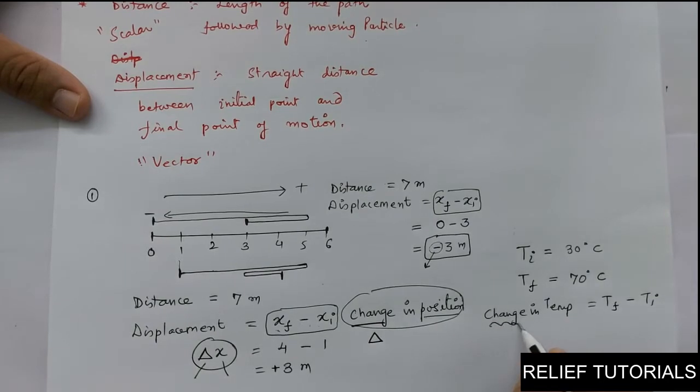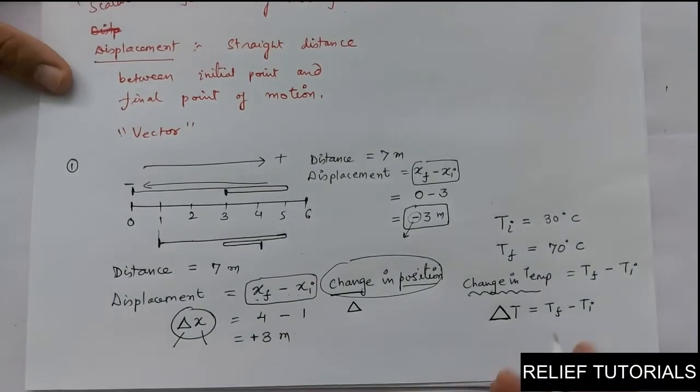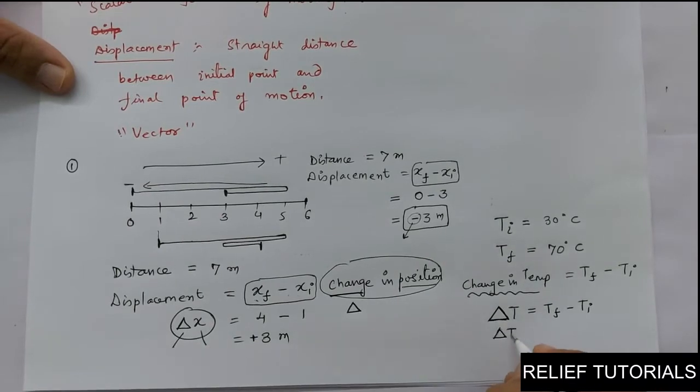So this change in temperature, change means delta T. So delta T means change in temperature, which is equal to final temperature minus initial temperature. If you put the values to find delta T, it is equal to Tf, which is 70, minus Ti, which is 30. So the change in temperature is 40 degrees Celsius.